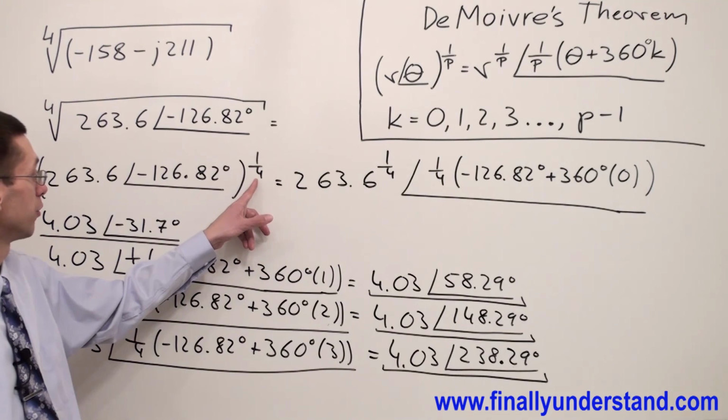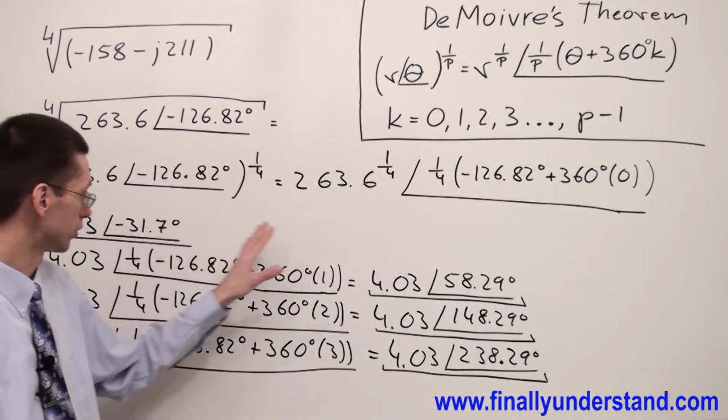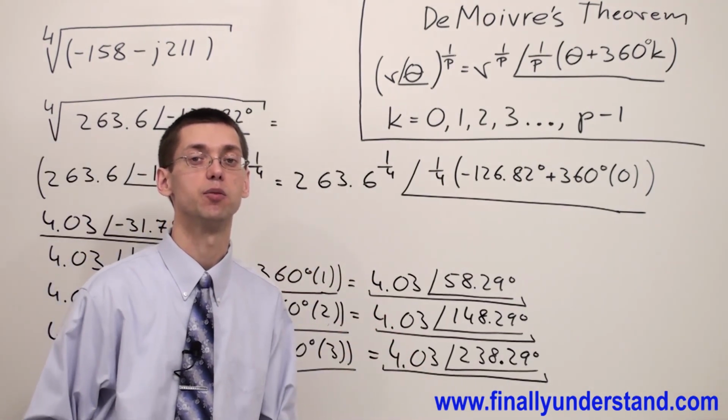We're supposed to find 4 roots, and we found 4 roots. So we can say that the problem is solved.